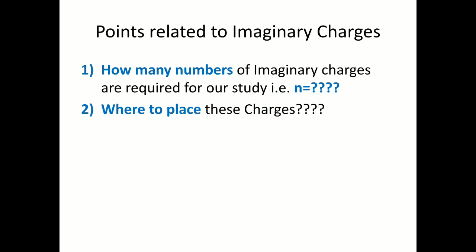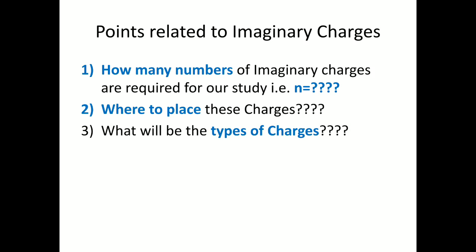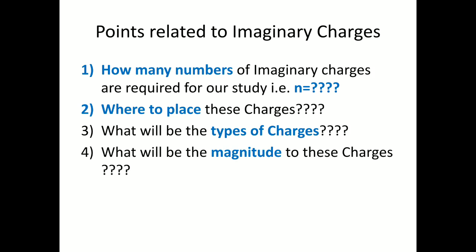Then point number 2, where to place these charges, मतलब वो charges को वो medium में कहाँ रखना है, कहाँ place करना है. Point number 3, what will be the type of those charges, वो जो charge रहेगा उसका type क्या रहेगा, whether it is going to be a point charge or a line charge or a ring charge, that you need to decide before starting the simulation process. And fourth point is what will be the magnitude of these charges, उनका magnitude कितना रहेगा.